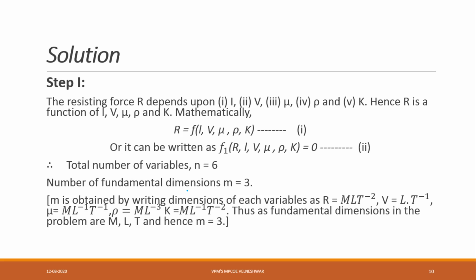Now step 1: the resisting force R depends upon length, velocity, mu, rho and k. Rho is density, k is bulk modulus, mu is viscosity. Hence R is a function of L, V, mu, rho and k. Mathematically it is written as R is equal to F of length, velocity, viscosity, density and bulk modulus. We make it equation number 1.